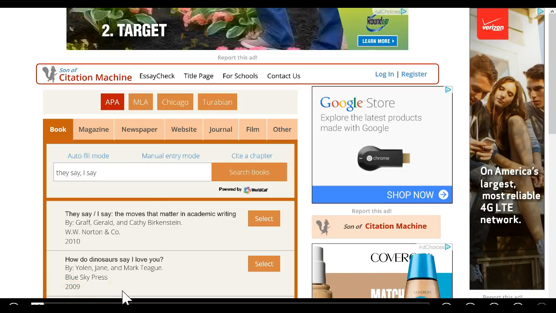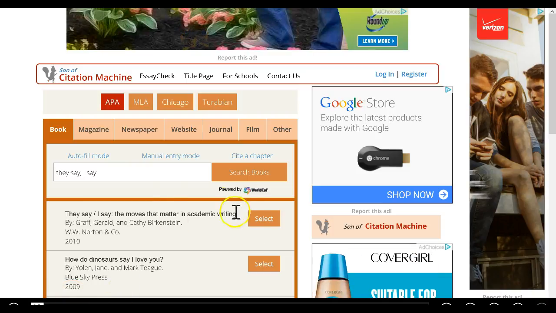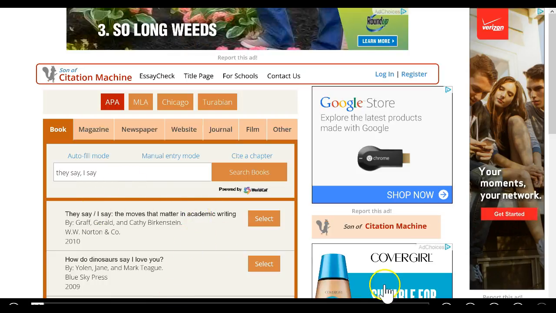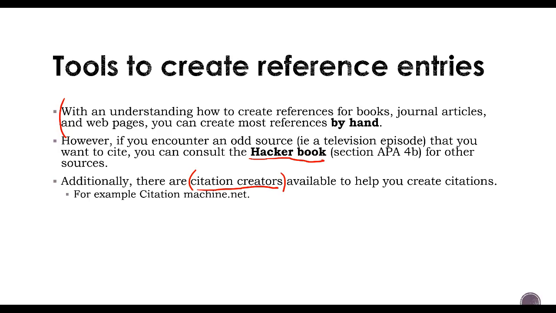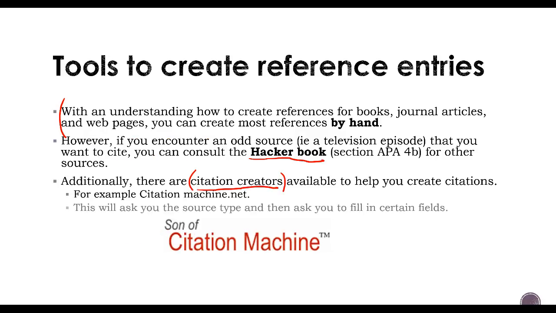So you still have to be able to find that information on your source, but these make it a lot more manageable in that they create the citations for you. And you don't have to actually do it by hand. And some people find that a bit easier. So there it is, Son of Citation Machine, it's called. It's a nice website.